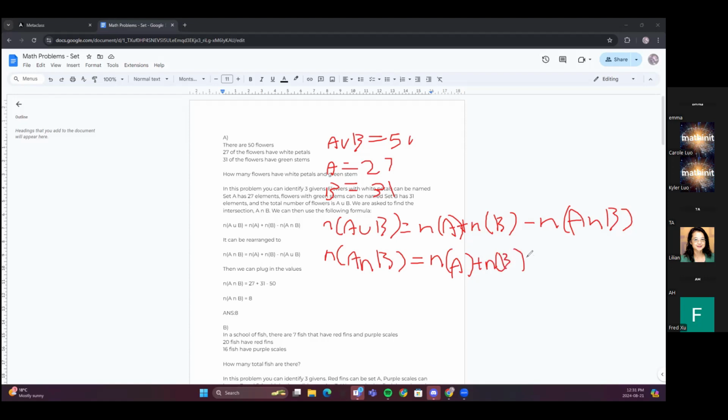Then you can just plug in the numbers and solve for it, which will give you 8. So the intersection is 8. There are 8 flowers with white petals and green stems.